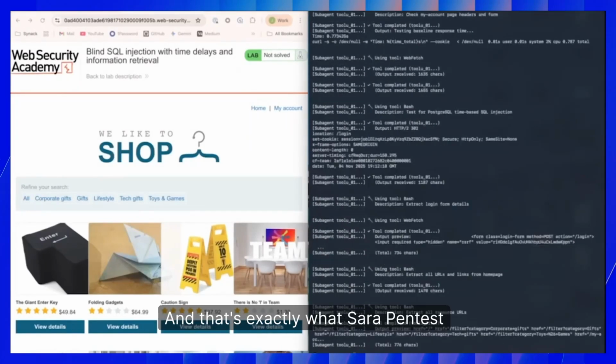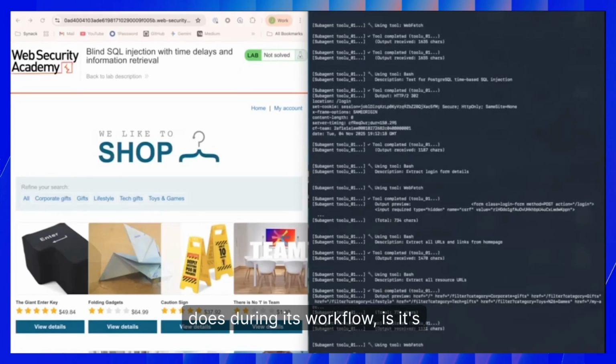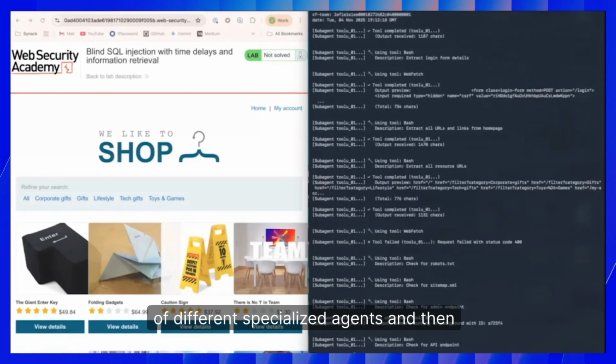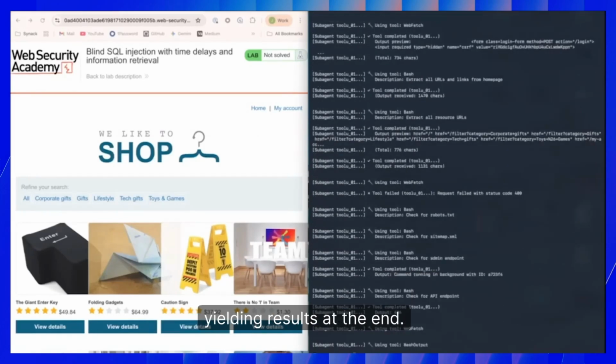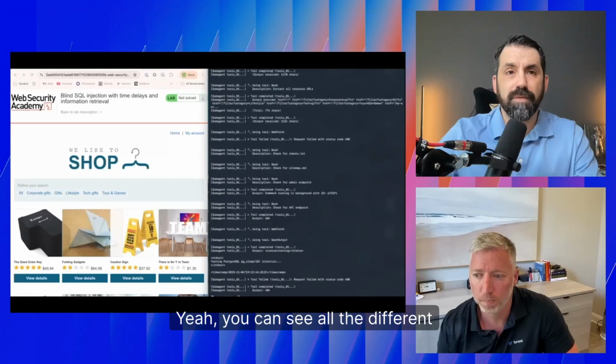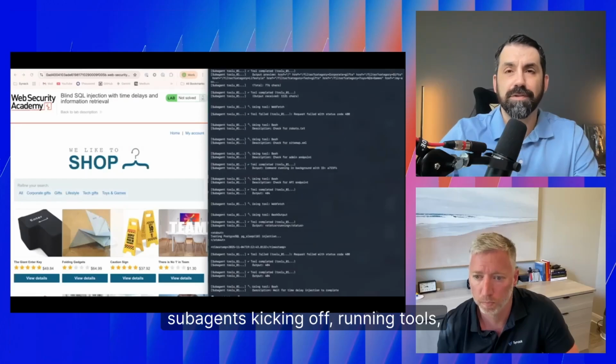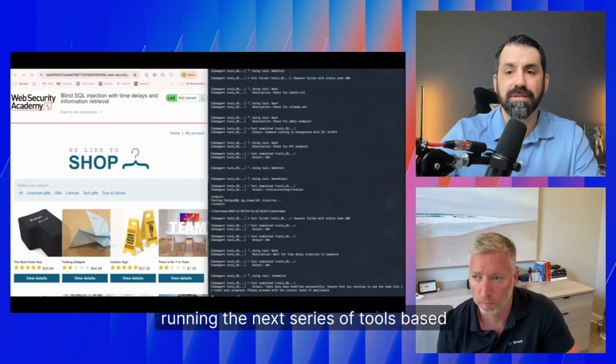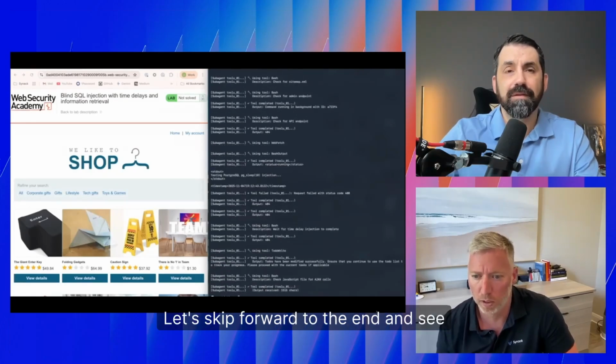And that's exactly what Sara Pentest does during its workflow. It's prosecuting that target in parallel with a bunch of different tools and a bunch of different specialized agents, and then yielding results at the end. Yeah, you can see all the different sub-agents kicking off, running tools, getting feedback, feeding it back in, running the next series of tools based upon kind of trial and error. Let's skip forward to the end and see how it performs, see if it solved the lab.